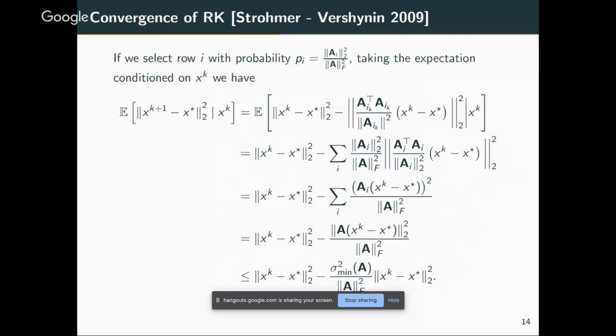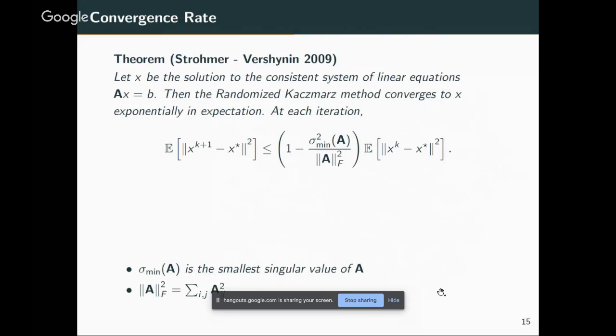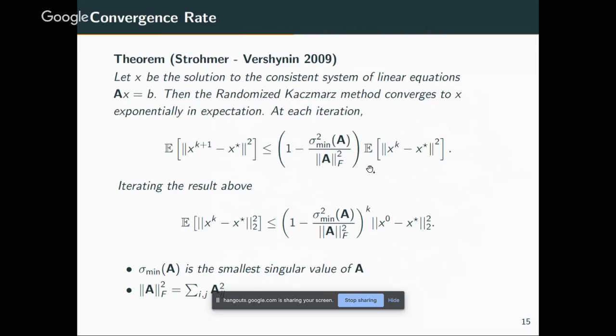All right, so now just pulling out the xk minus x star norms, we arrive at the convergence rate that Strohmer and Vershynin proved in 2009, which is that the expected error norm squared is less than or equal to this constant times the expected error norm of the previous iterate. And since this term here doesn't depend on our current iterate, we can unroll this recurrence and get a bound on the expected error that's based on the initial error.